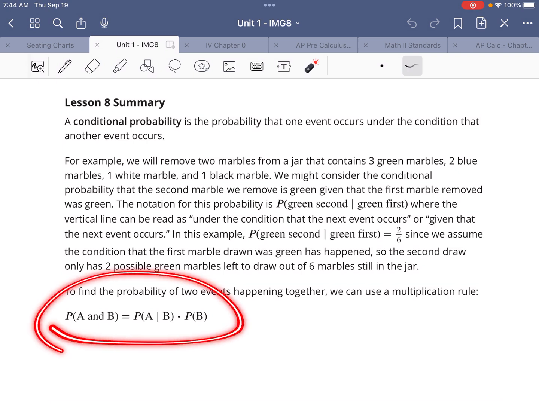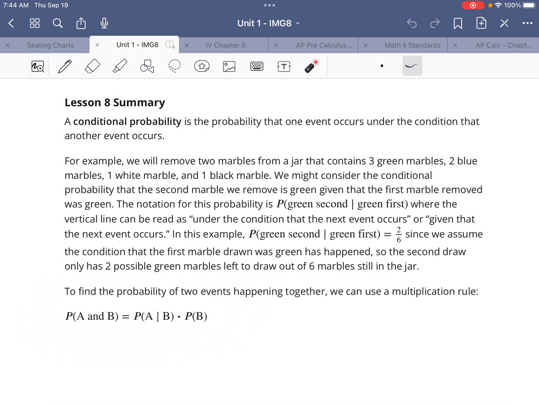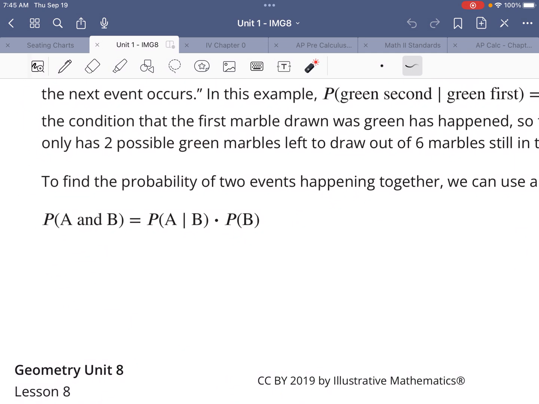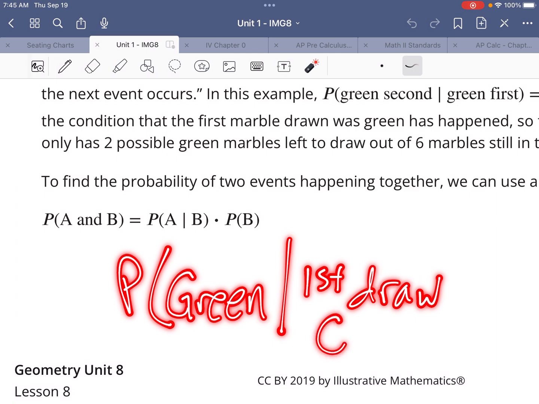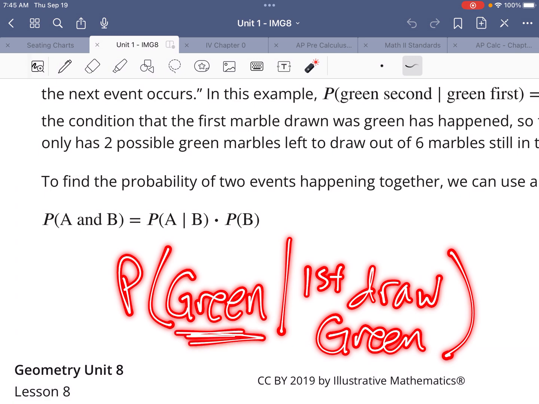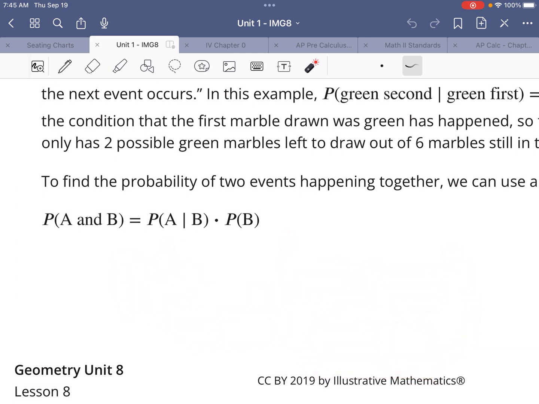Now there's this equation right here. This is the multiplication rule that relates, oh, and by the way, this terminology right here, that's for conditional probability. This is the probability of A given that B has already happened. So in the marble example, that'd be like the probability of green given that the first draw was a green. That's the way we would write that, where A is the probability of drawing a green on your second pull, given that your first one was a green.